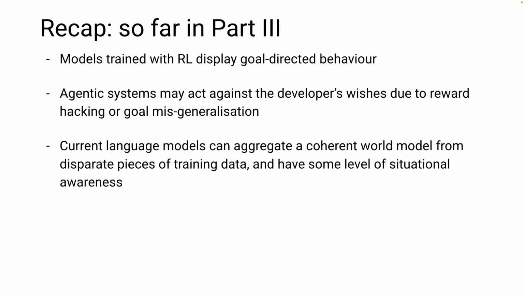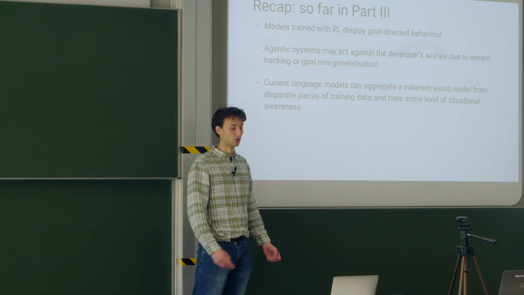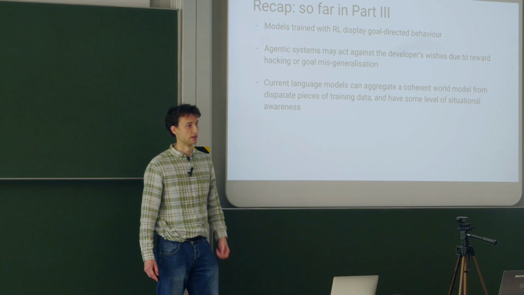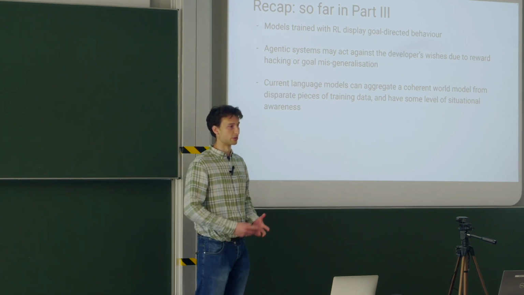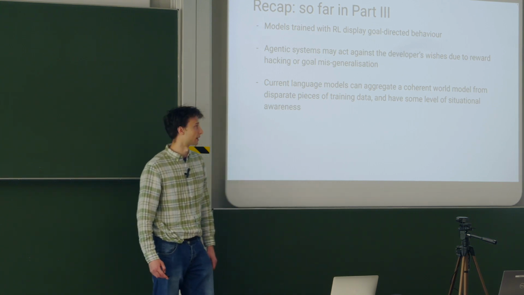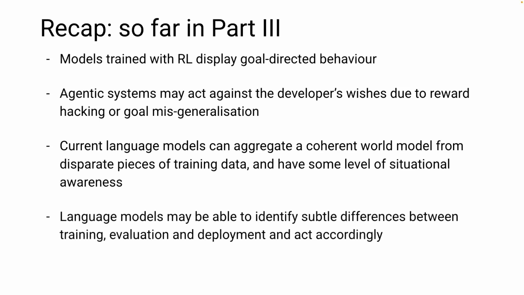In the last lecture, we saw that current language models have the capability to aggregate a coherent world model from disparate pieces of training data. And correspondingly, they also have a level of situational awareness. So they know they're a language model, they're able to make inferences based on this fact, and they're able to act accordingly. So it might be possible that current or future language models will be able to identify subtle differences between training, evaluation, and deployment setups and act accordingly.